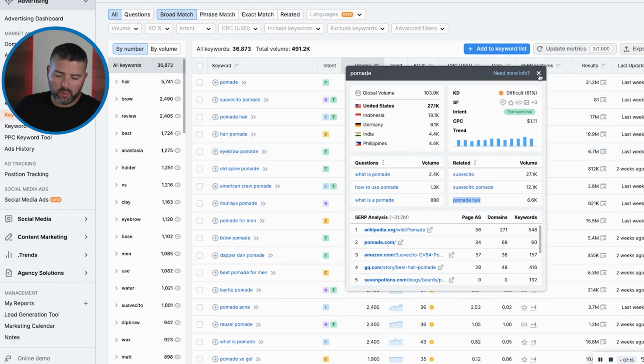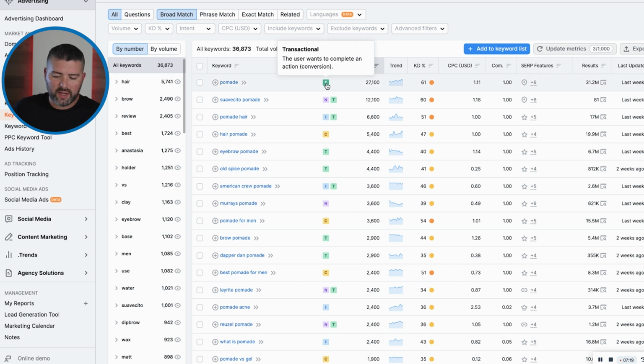But it's super important to understand the intent. So although this is transactional, if we were to bid on just pomade as a broad match modifier, pomade would show up for water-based pomade, oil pomade, what is the best pomade, what is the worst pomade, all of these different variations. So we need to dive way deeper than just pomade.